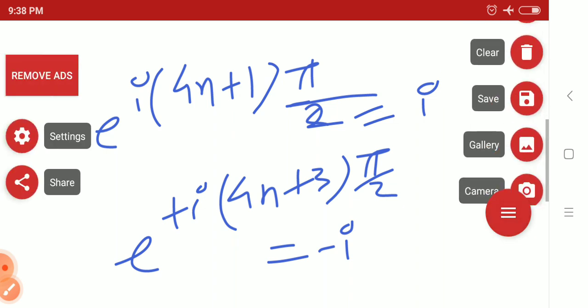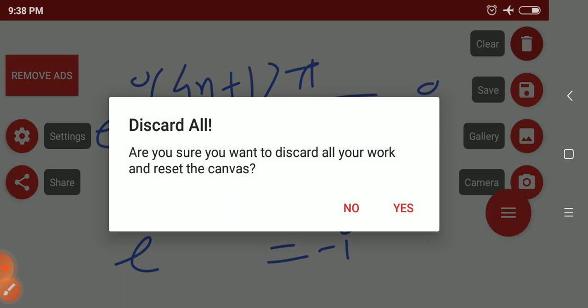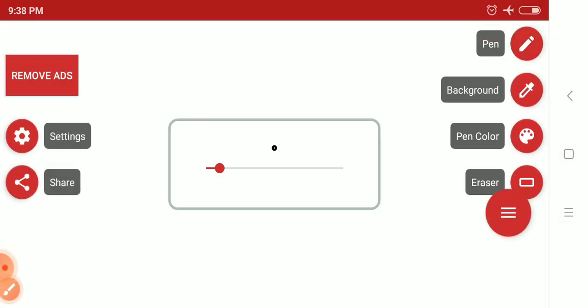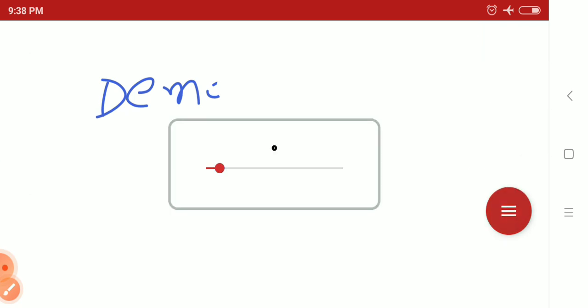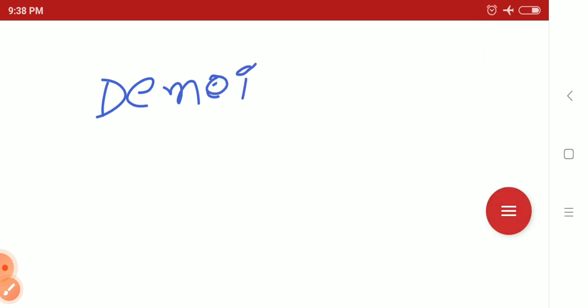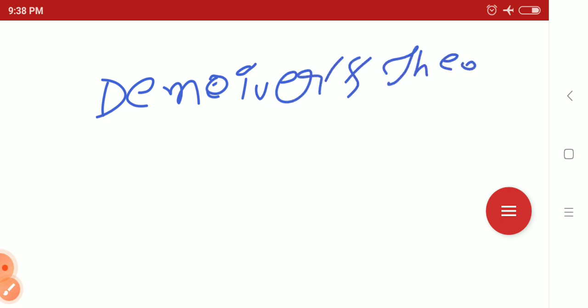Now we are going to discuss De Moivre's theorem. Sorry, wrong spelling. Please correct me in the comment box if I am doing wrong spelling or anything wrong. De Moivre's theorem.